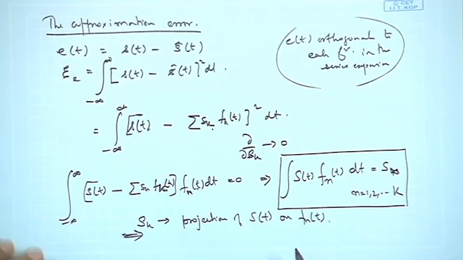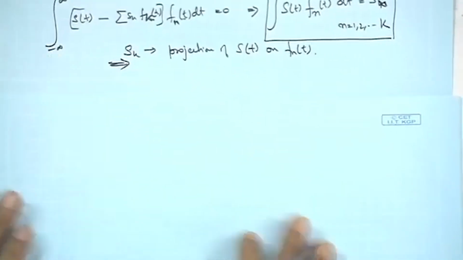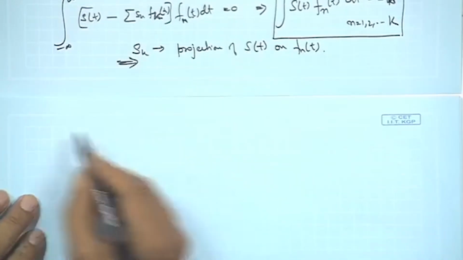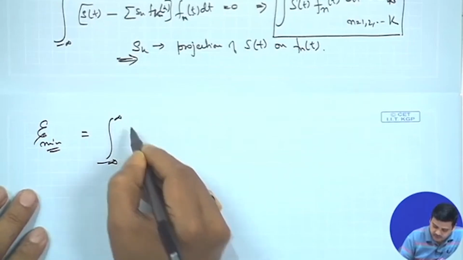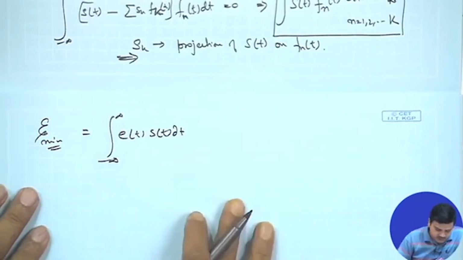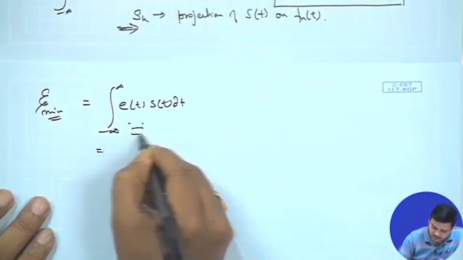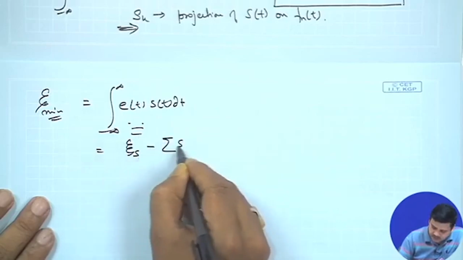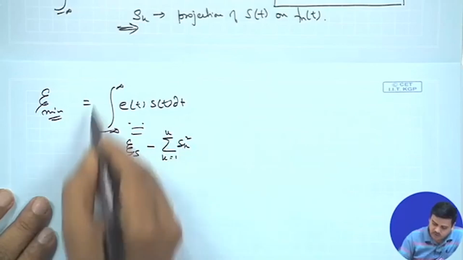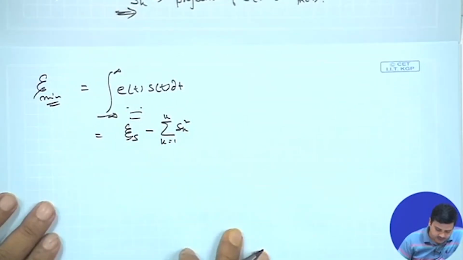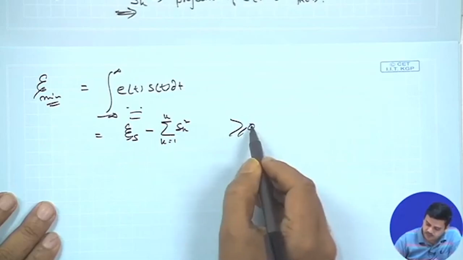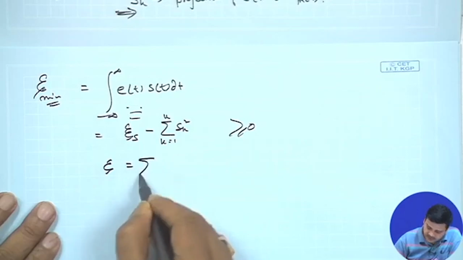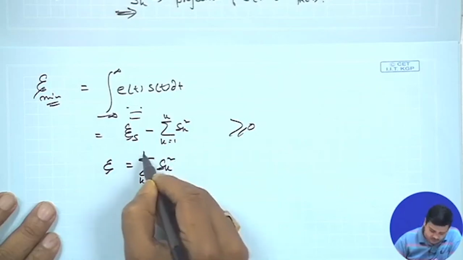So, it is similar to the vector projection, and we will find that this helps us in a few lectures later. If you calculate E minimum, that means the minimum energy, it would turn out to be the integral from minus infinity to infinity of E of t S of t dt, and this will work out within a few steps to E of S minus summation S k squared. Now, since this is an energy, this should be greater than or equal to 0, and in the best case this will be equal to 0. So, in the best case you will find that E of S is equal to the summation of S k squared, k equals 1 to capital K.